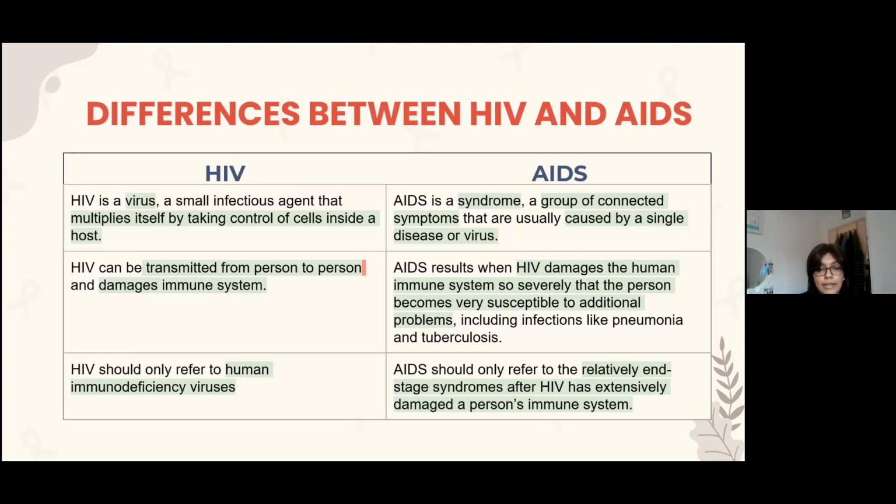Next, HIV can be transmitted from person to person and also damages the immune system. AIDS results when HIV damages the human immune system so severely that the person becomes very susceptible to additional problems, including infections like pneumonia and tuberculosis. Lastly, HIV should only refer to human immunodeficiency viruses, and AIDS should only refer to the relatively end-stage syndromes after HIV has extensively damaged a person's immune system.